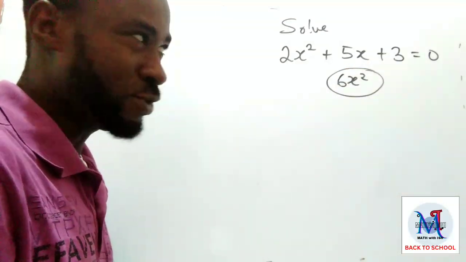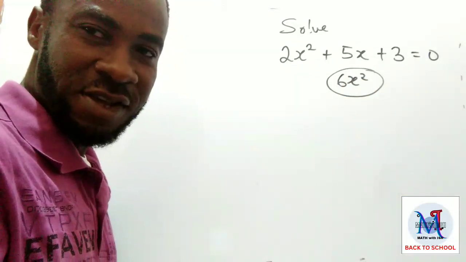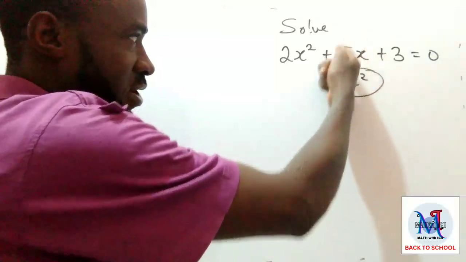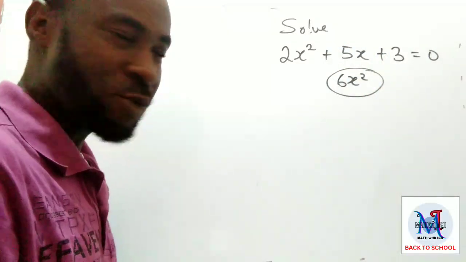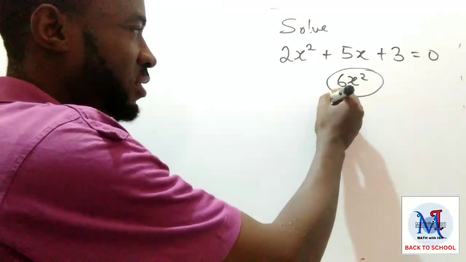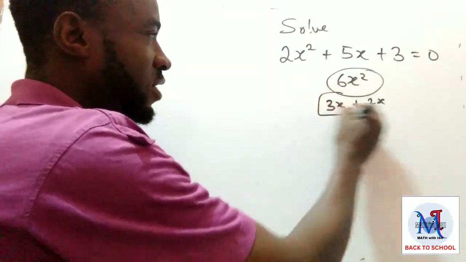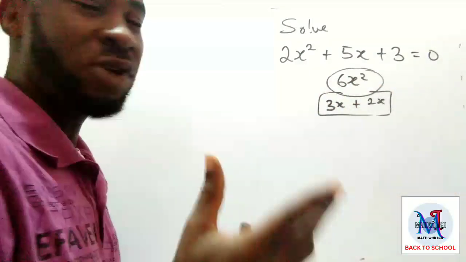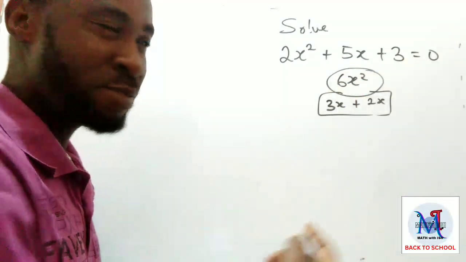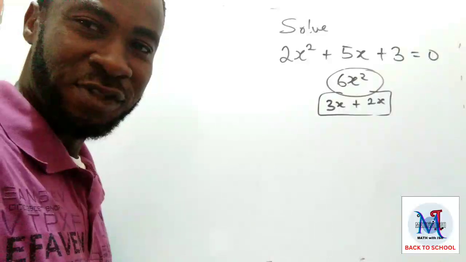Our second step is to look for two factors of this 6x squared that, when we add them together, will give us the middle term here, this 5x. The two factors of 6x squared that will do that are 3x plus 2x. If we multiply these two factors, we get back 6x squared. If we add them, we get 5x. So it has met those two conditions.